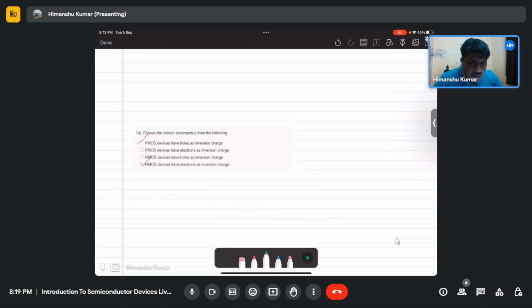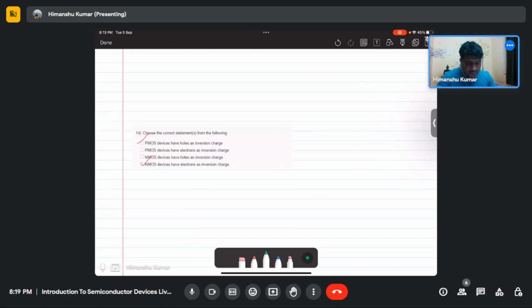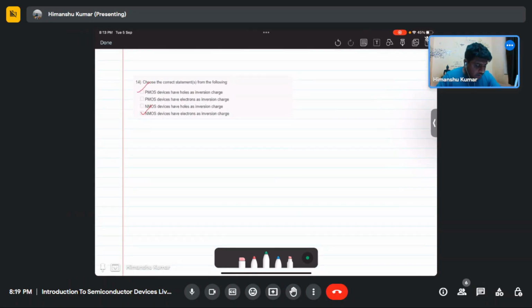Is there any doubt up to now? Okay, so let's just move to the next problem. The PMOS device holds inversion charges. PMOS device has holes as inversion charges. PMOS device has electrons as inversion charges.